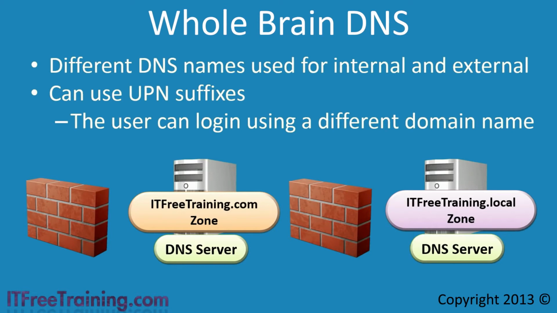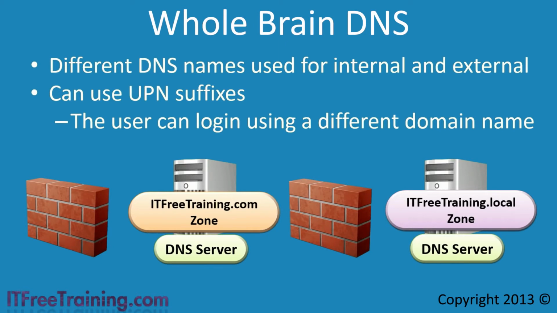In this example, the internal network uses the DNS name itfreetraining.local, and the external uses itfreetraining.com. If an attacker were to gain access to the DNS records on the external DNS server, in this case, they would only be able to access the DNS records that were publicly available anyway. The internal DNS records would still be safe on the internal DNS server and not accessible on the Internet.